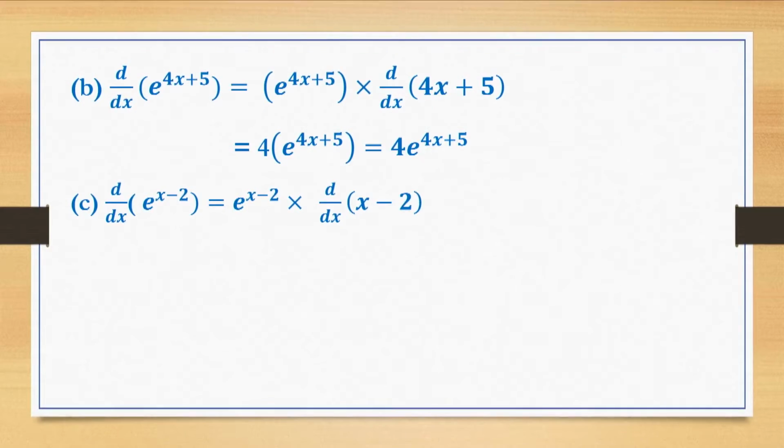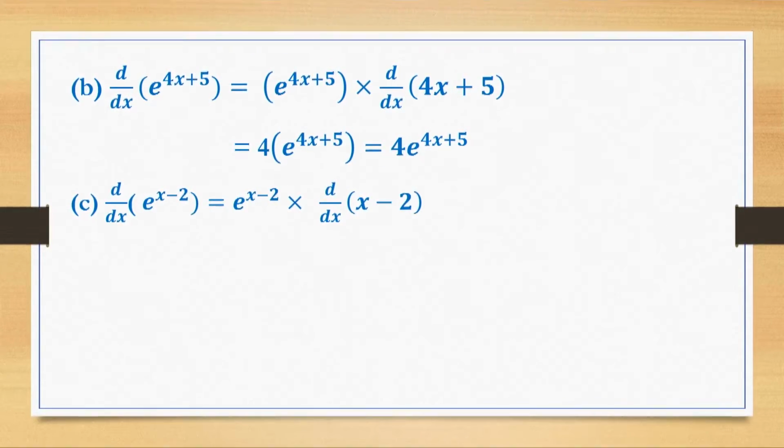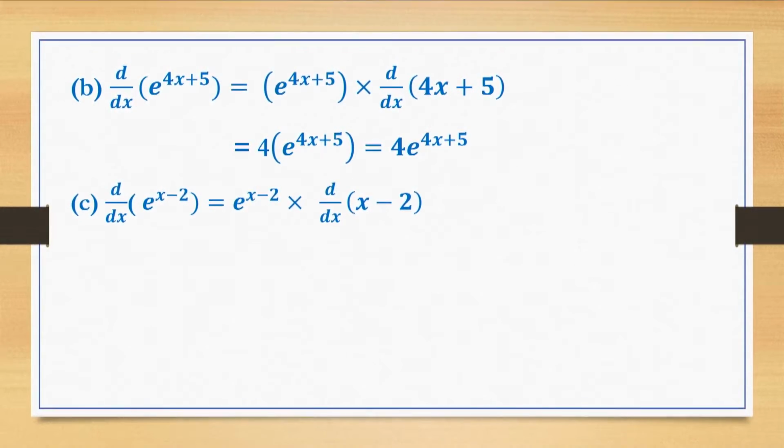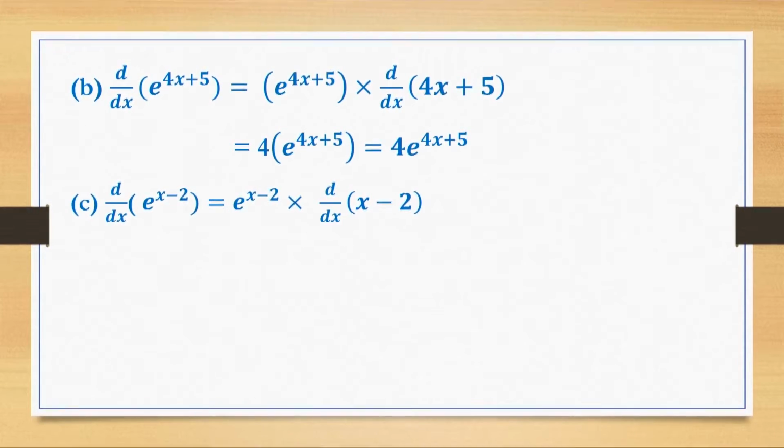Part C, differentiate e to the power of x minus 2 will give me e to the power of x minus 2 times the derivative of the power, which is 1. So the answer is e to the power of x minus 2.